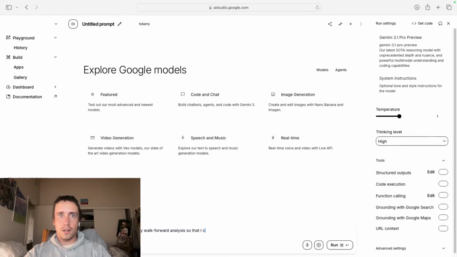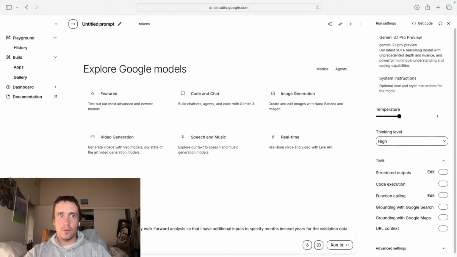So that I have an additional model to specify months instead, so that I have additional inputs to specify months instead of years for the validation data. I want to only use 6 months for the validation data set.